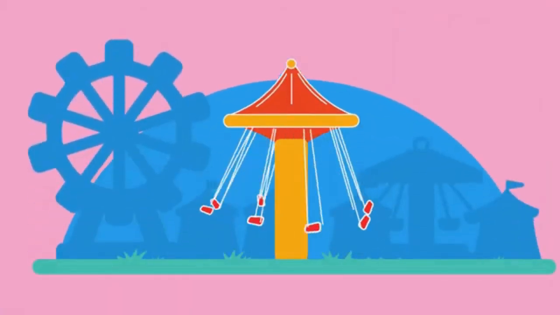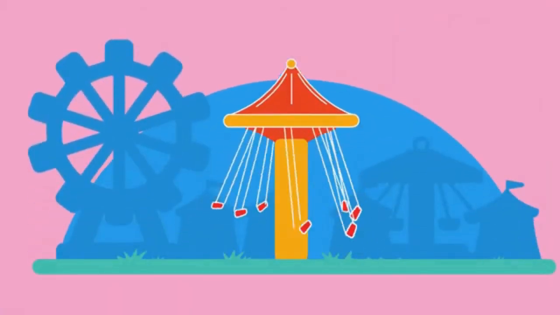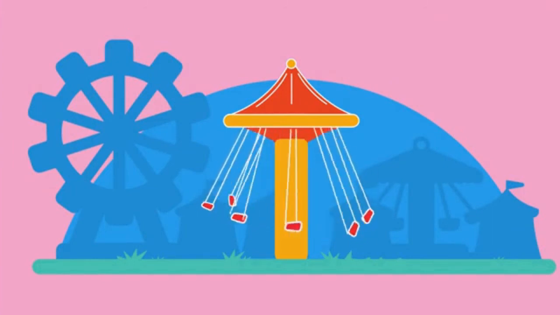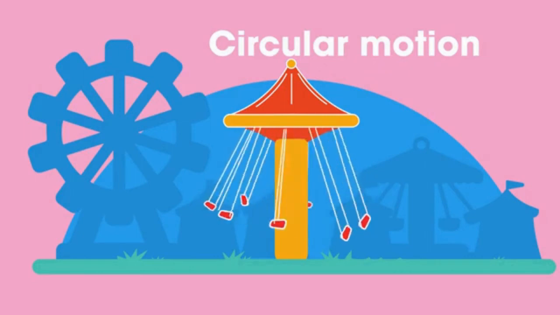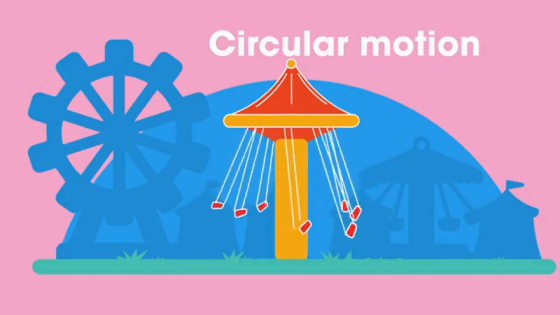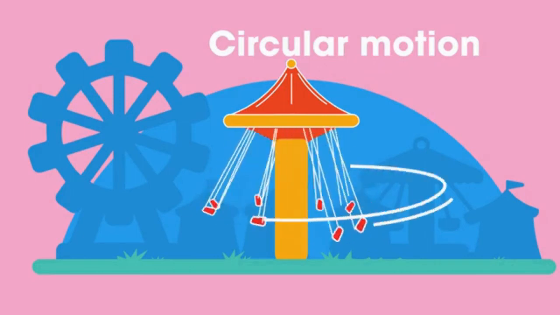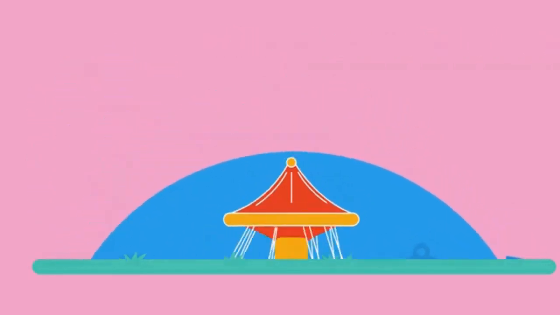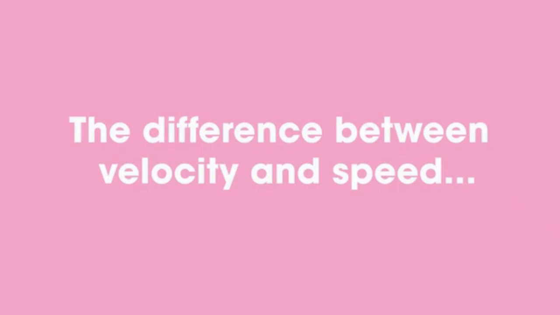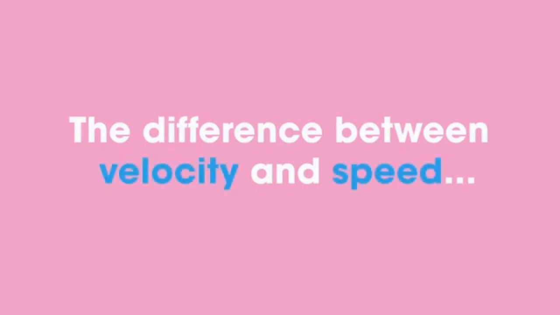Guys, this time I will give you an additional video regarding circular motion. Stay tuned. Have you ever been on a merry-go-round in a carnival? As you are swinging around, you are actually undergoing circular motion. In this video, we will explain why an object moving in a circle with a constant speed has a changing velocity. First of all, what's the difference between velocity and speed?